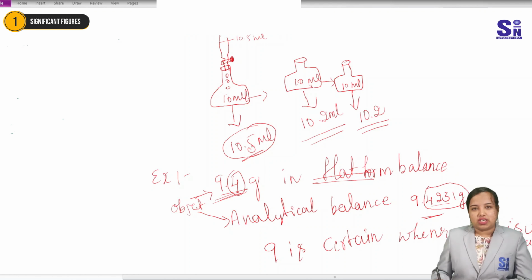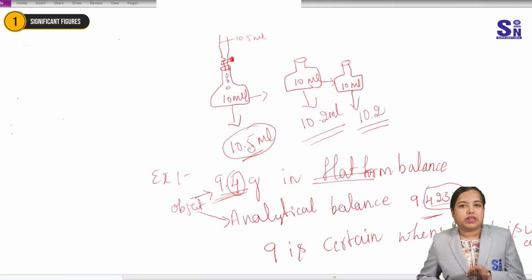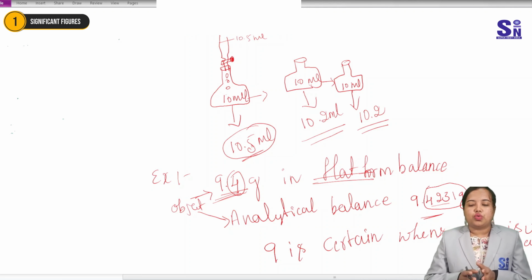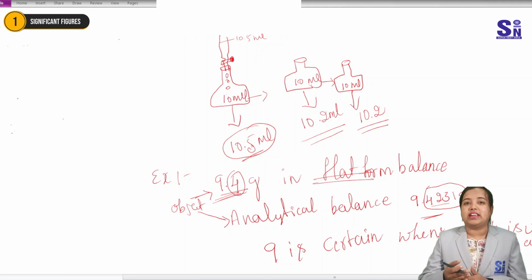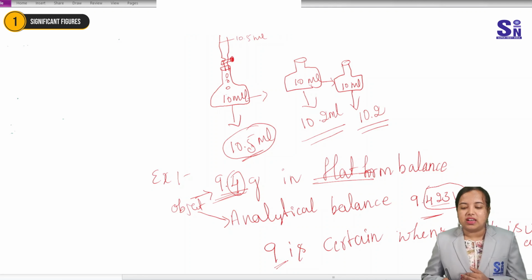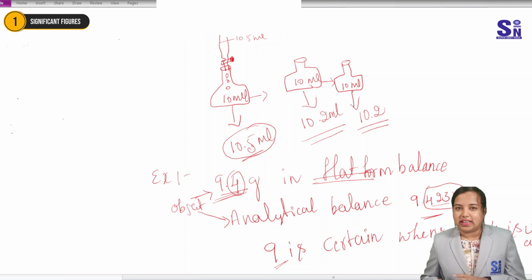So to measure a correct value or to measure a significant figure, we need to understand the concept, okay? Mainly we need to measure significant figures, which is very important, and it is certain. So that's why we consider here 9 as a significant figure and 4 as uncertain, because it may vary a little bit, okay? It doesn't vary drastically, it may vary a little bit.